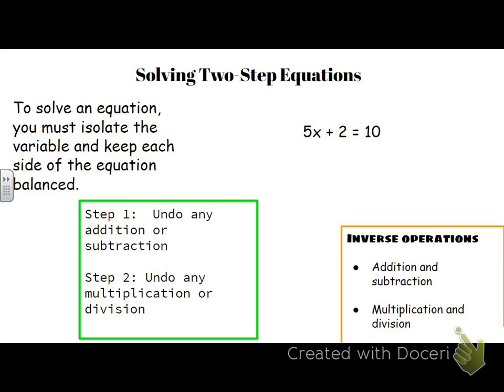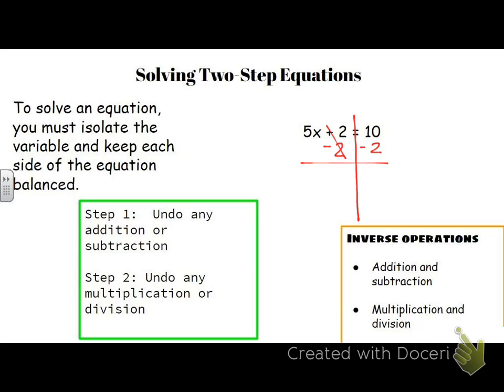So I'm going to show you a quick example here. The two-step equation we have is 5x plus 2 equals 10. So again, I have to keep each side of the equation balanced. I'm going to draw my line down my equal sign to show my sides. And then step 1, I undo any addition or subtraction. So I'm going to circle my addition here. I have to undo adding 2, and I'm going to do that by subtracting 2. So I'm going to subtract 2 from both sides.